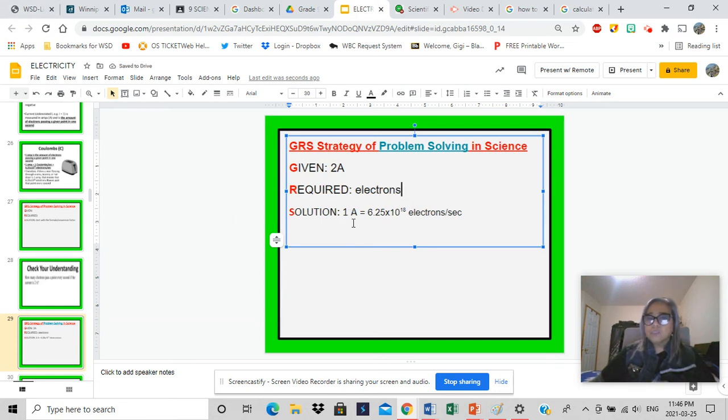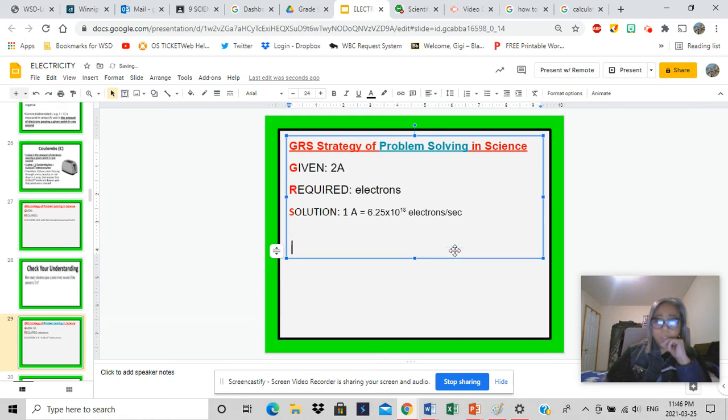And solution, I might as well start with this conversion factor because this was mentioned, right? 1 amp is 6.25 times 10 to the power of 18 electrons per second. So how would you solve this problem? You are asked how many electrons if you have 2 A here. So that means you simply what? Multiply.